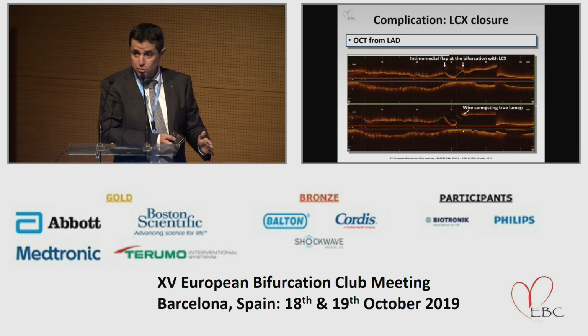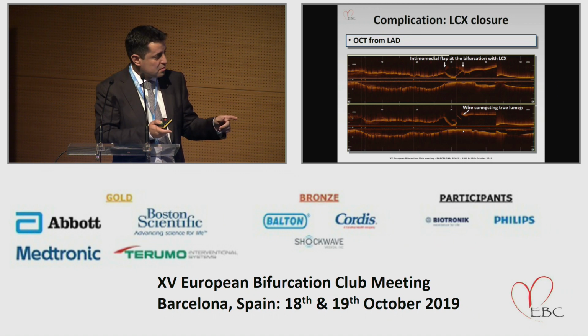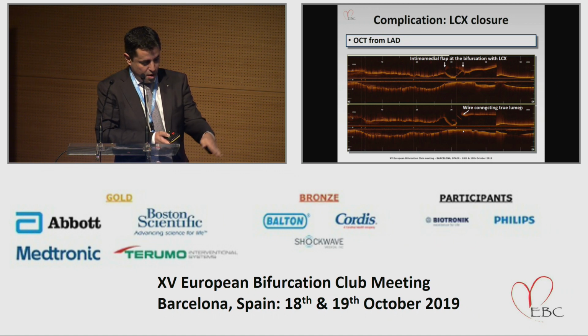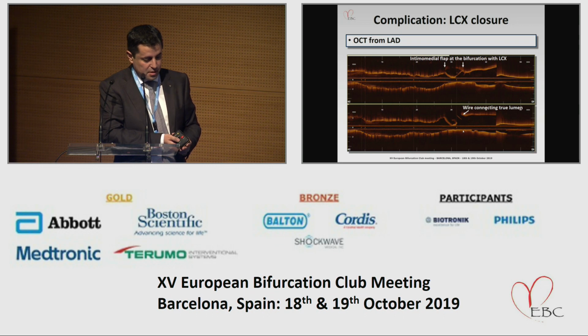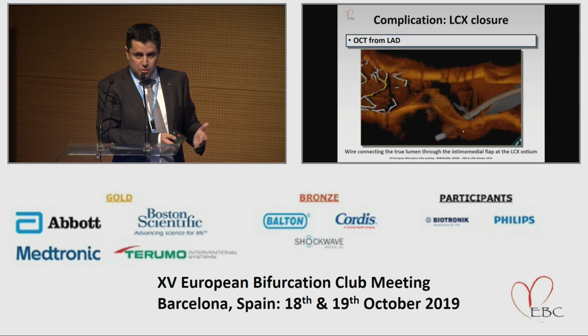In the longitudinal view, you see it clearly, the expansion of the subintimal space and the wire connecting the true lumen to the circumflex. This is the 3D.